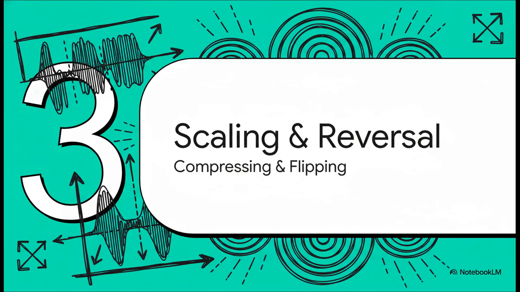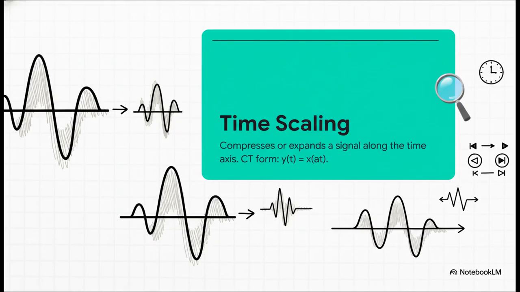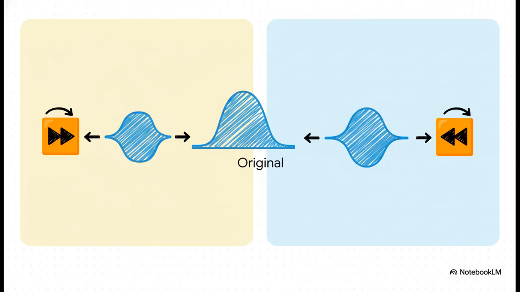All right, let's move on to our next couple of tools, scaling and reversal. Now, these don't just move the signal around. They actually change its shape on the time axis by compressing it, expanding it, or flipping it completely. So time scaling is where you multiply the time variable t by some constant, we'll call it a. And what this does is it either squishes the signal horizontally or stretches it out. It's kind of like hitting fast forward or slow motion on a video. And the key here is the size of that a value.